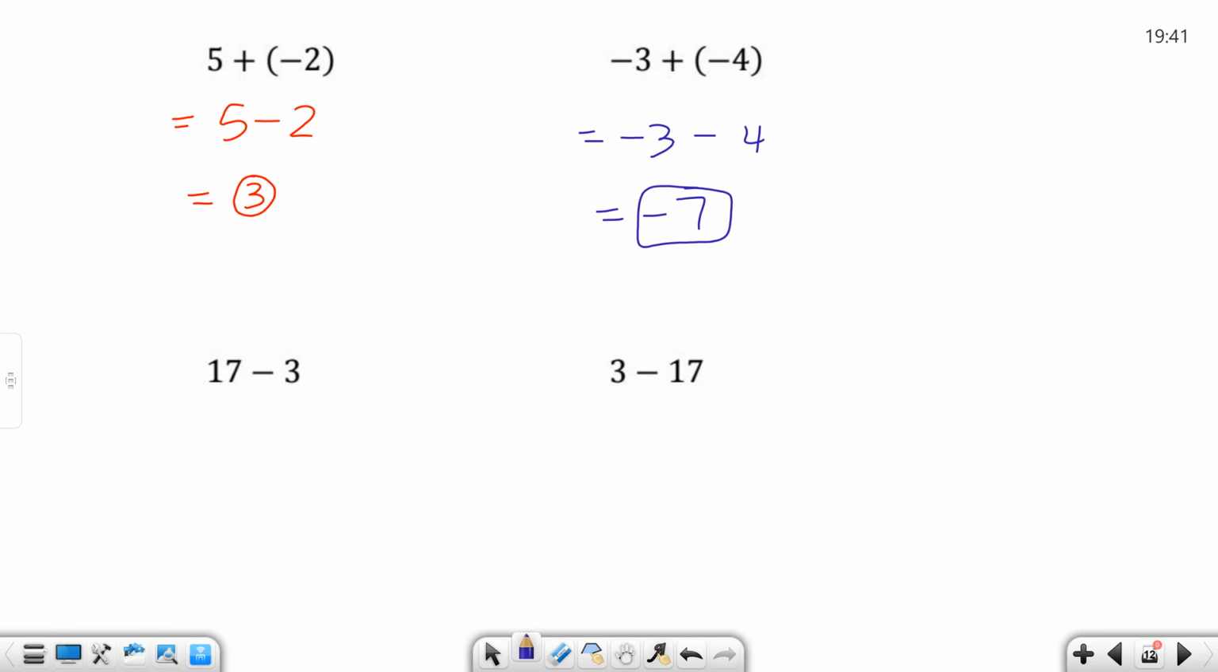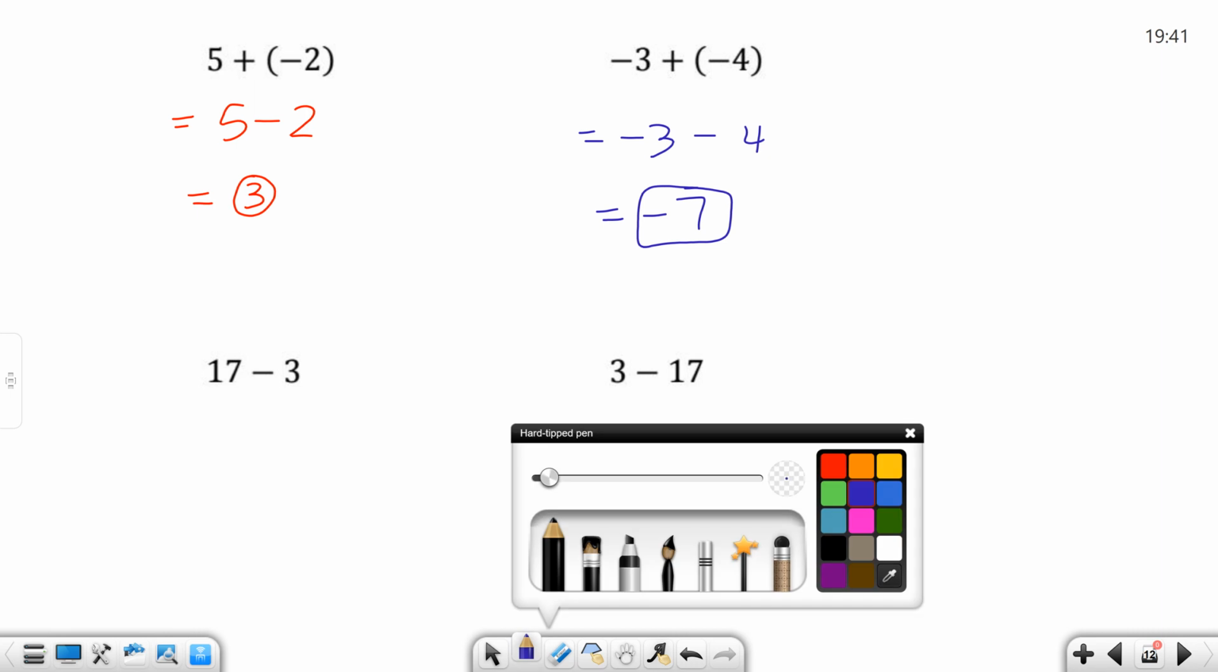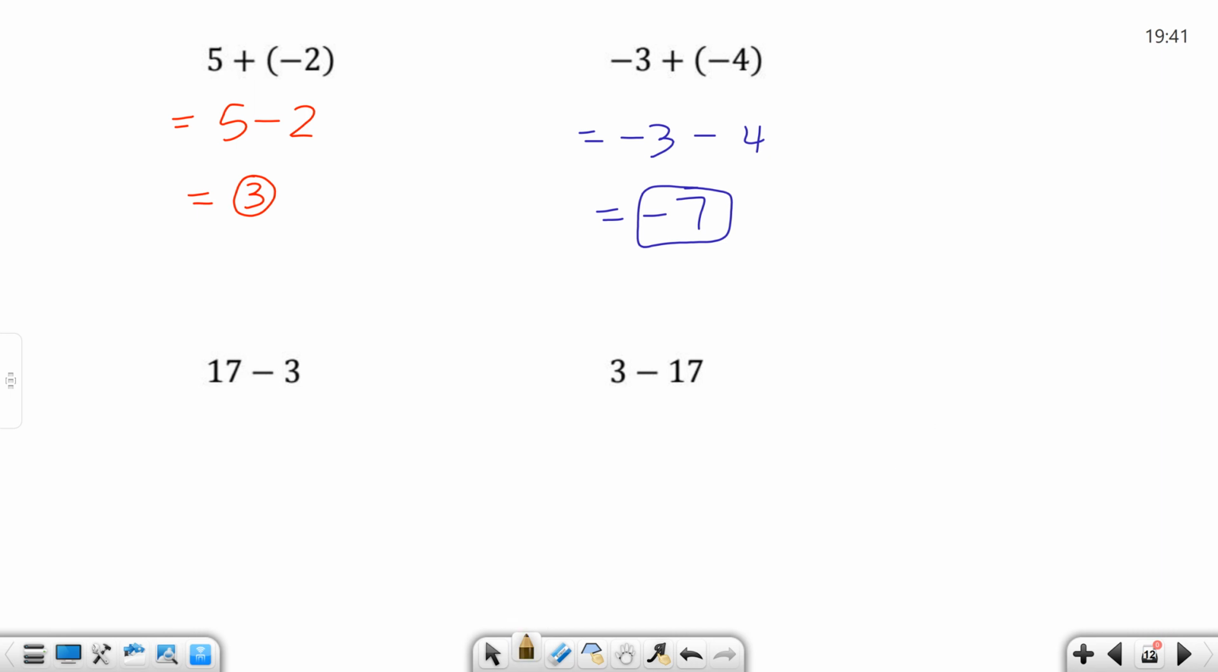So, if the signs are the same, you add them, keep the sign. So here they're both negative. You add 3 and 4 together, get 7, and keep that 7 negative.